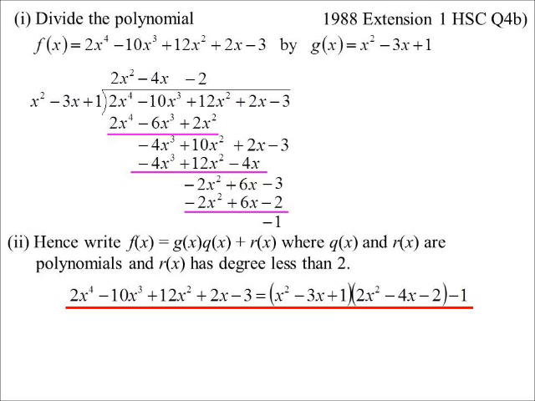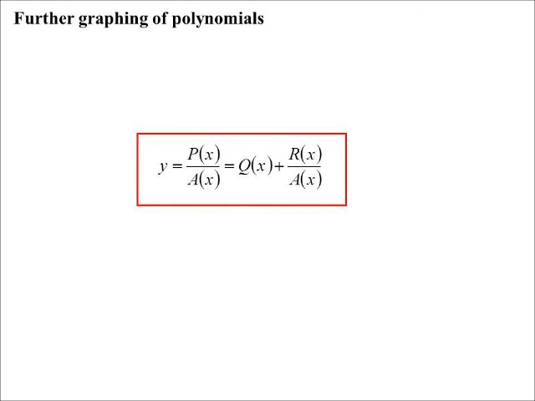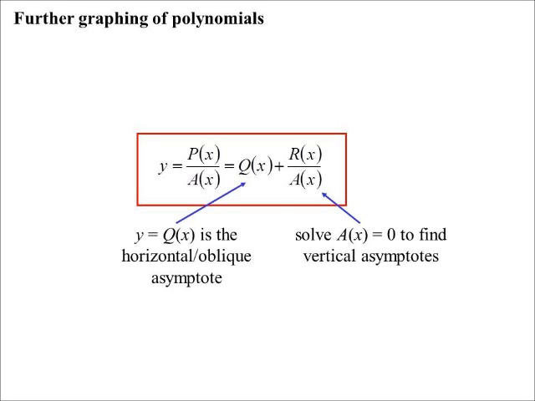I'll take those marks. Polynomial division is also a great way of finding features of graphs. So if you've got one of those graphs where you've got a polynomial on top of another polynomial, you do your polynomial division and rewrite it as quotient plus remainder over divisor, and it tells you a lot of information. We know the bottom of the fraction can't equal 0, so we solve that. That gives us our vertical asymptotes. The quotient turns out to be the horizontal or oblique asymptote.